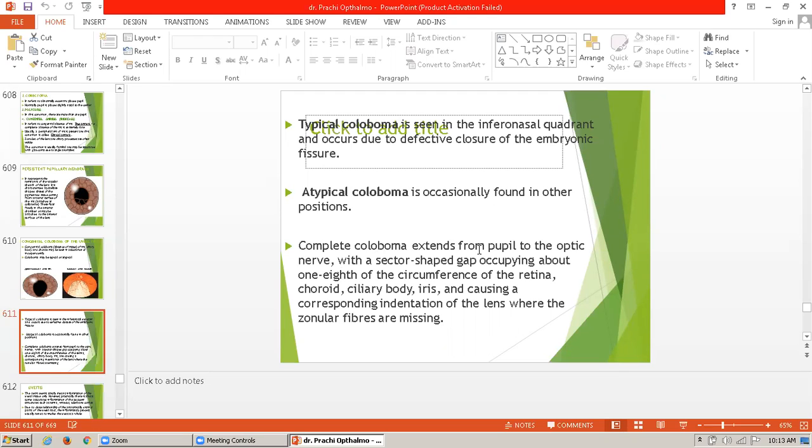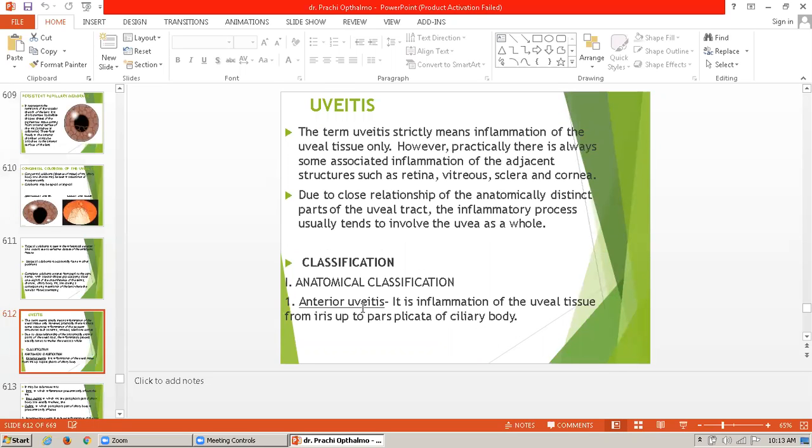Complete coloboma extends from the pupil to the optic nerve with a sector-shaped gap occupying about one-eighth of the circumference of the retina, choroid, ciliary body, iris, and causing a corresponding indentation of the lens, where the zonular fibers are visible.